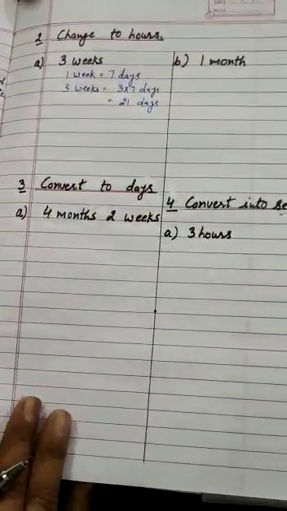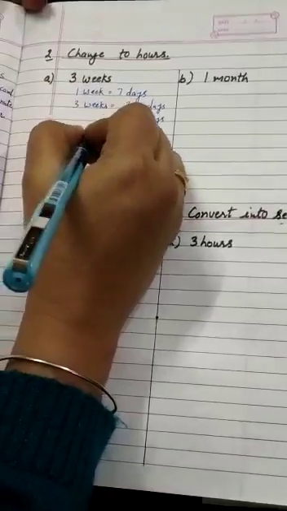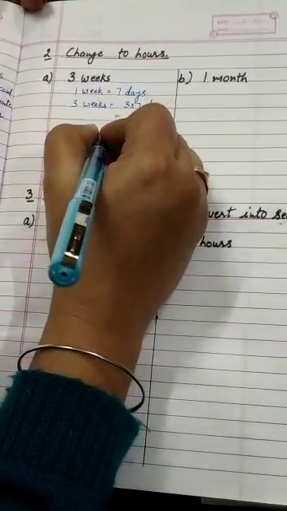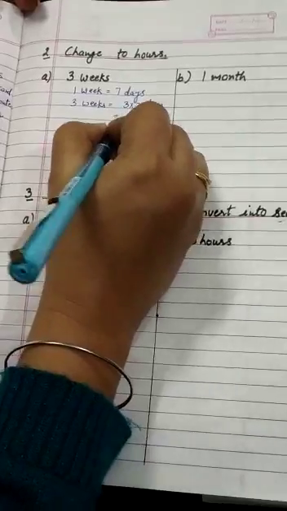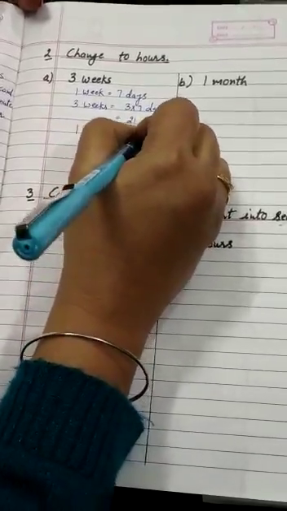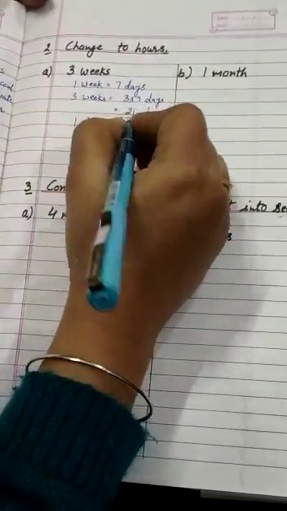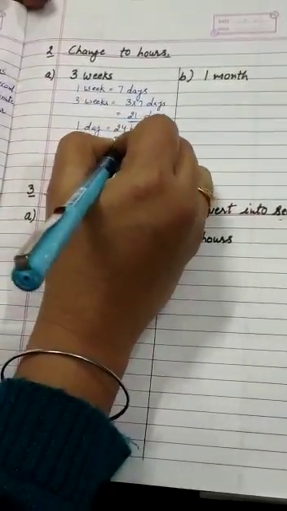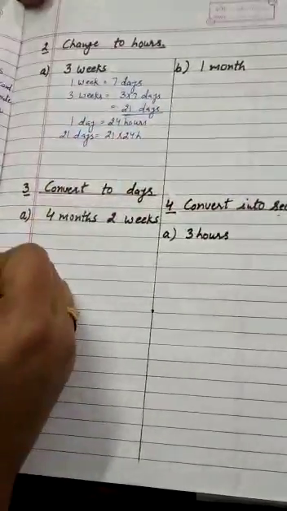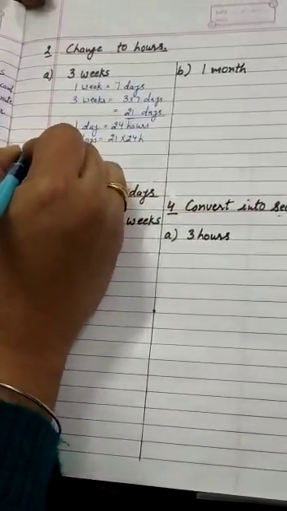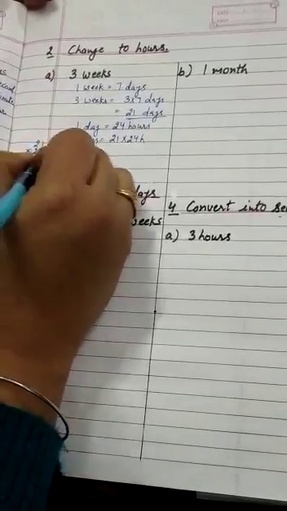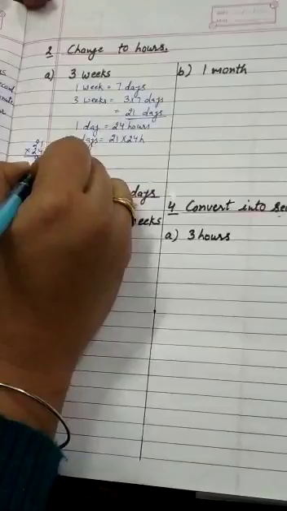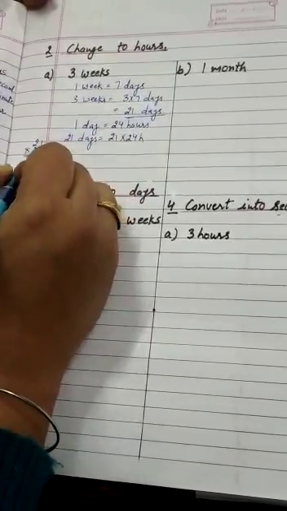But we have to convert these days into hours. So, 1 day is equal to how many hours? That is 24 hours. Now we have to convert these days into hours. So, 21 days is equal to 21 multiplied by 24 hours. Now we will multiply 21 and 24. 4 ones are 4. 4 twos are 8. 2 ones are 2. 2 twos are 4.